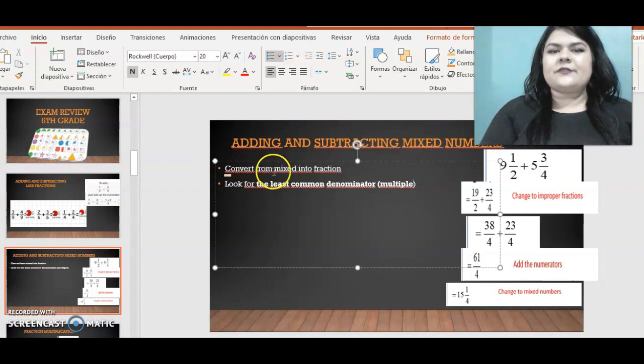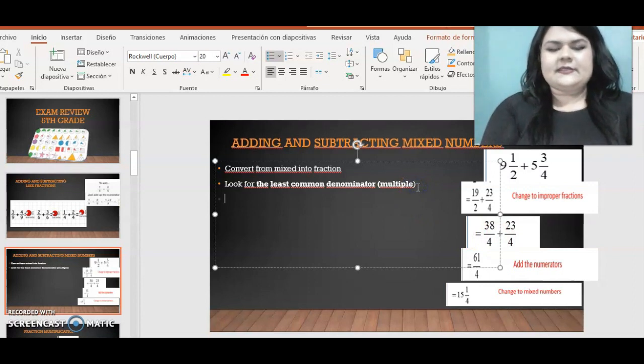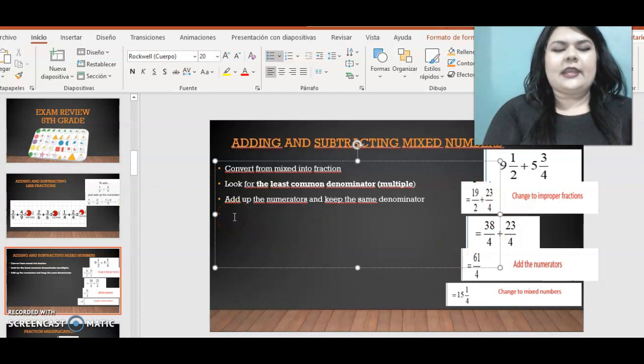The first step is convert from mixed number into fraction. Is here. I convert. Then we need to look for the least common multiple. Is here. After this, what I have to do is add up the numerators and keep the same denominator. Look, I add up the numerators and I keep the same denominator. After this, what I have to do? If it is possible, I have to simplify.